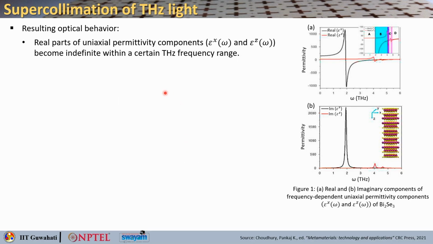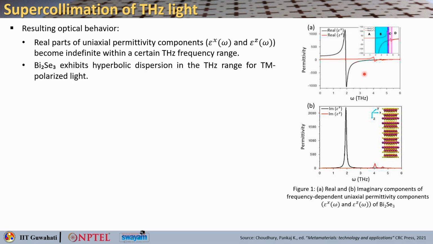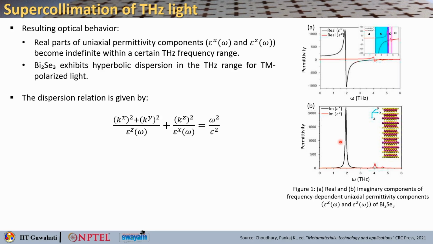So, as a result, you will see the real part of the uniaxial permittivity components, these are the real parts. Okay. So, epsilon x omega and epsilon z omega, which is this one, they basically become indefinite within a certain terahertz frequency range, and bismuth selenide basically exhibits hyperbolic dispersion in the terahertz range for TM polarized light. So, we will discuss the different kind of regime where it can operate as a hyperbolic metamaterial.